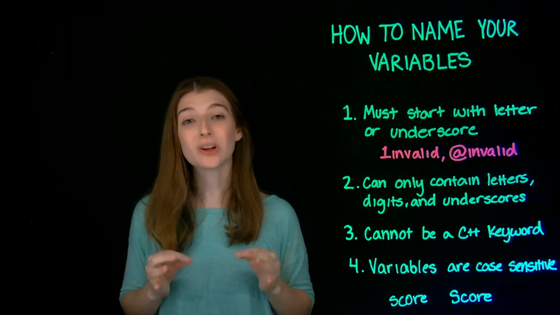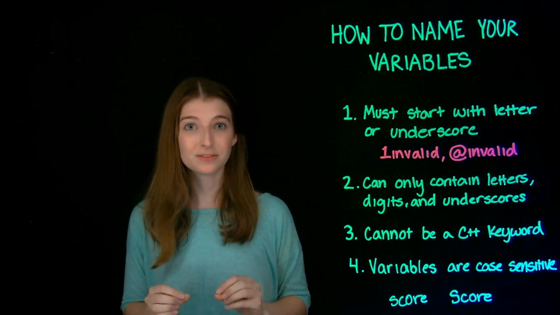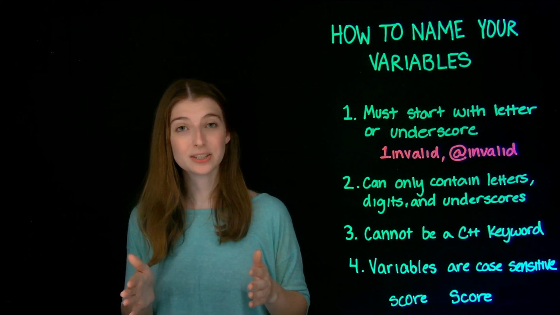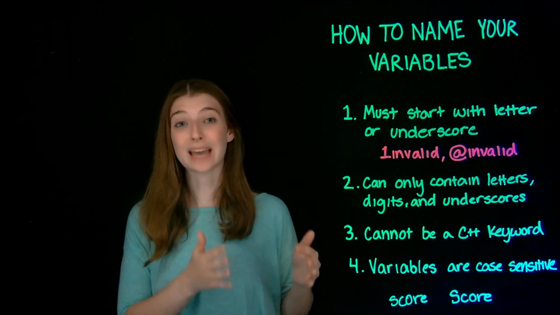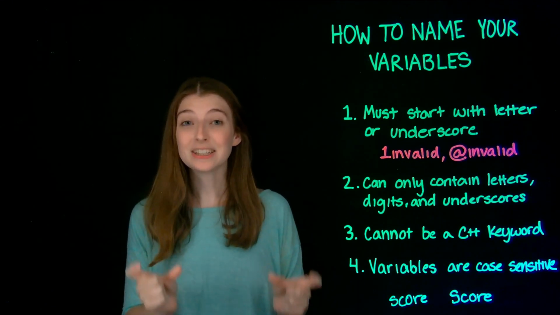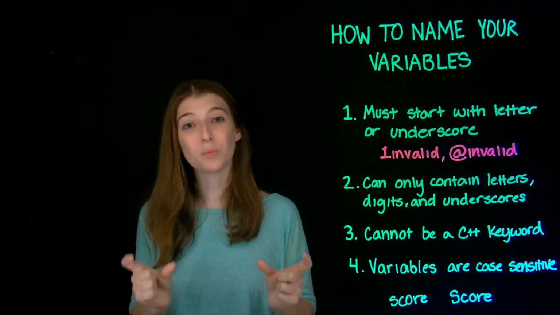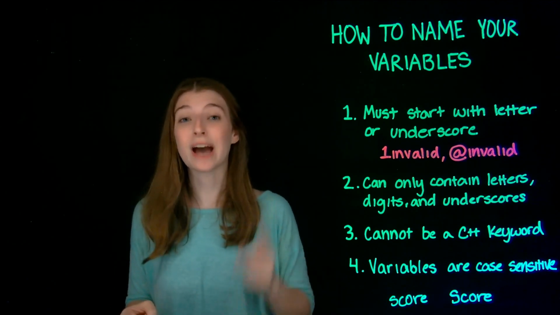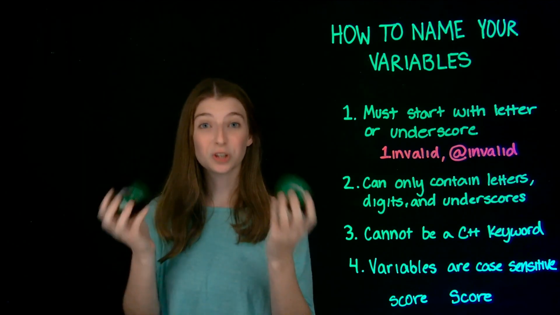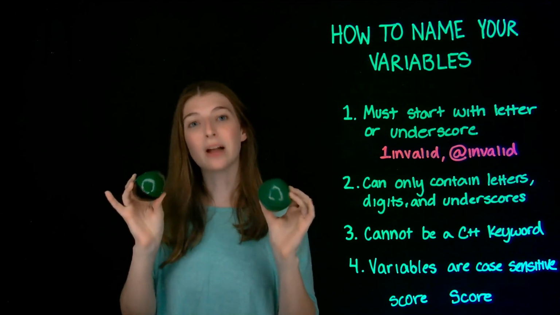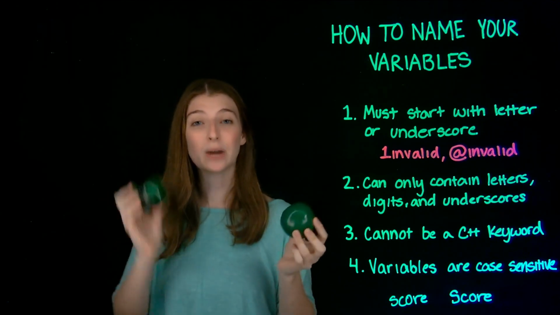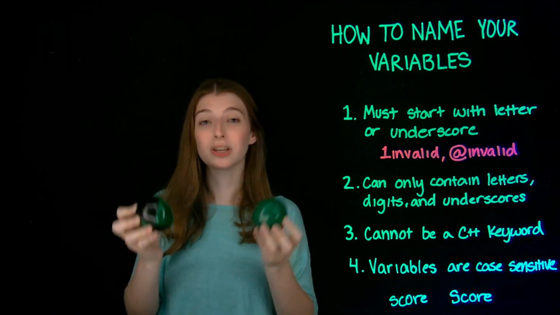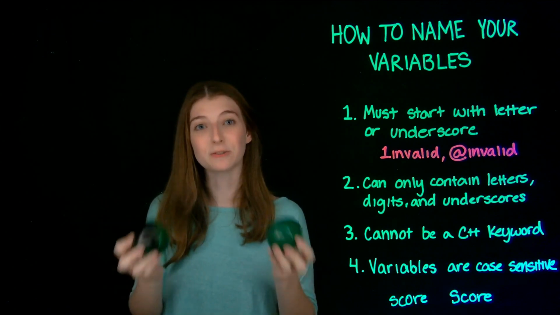Now, the fourth rule is all variables are case sensitive. That means if you have a word score that's all lowercase letters, and you have another variable score with a capital S, those are technically unique variable names. Even though they're the same word, you have one character that's different. You have a lowercase s and you have an uppercase S. Take these two juggling balls, for instance. They're both the same color green, but one is a solid green and one is green and black. So these would be unique variable names. The computer would see these as two different variables.